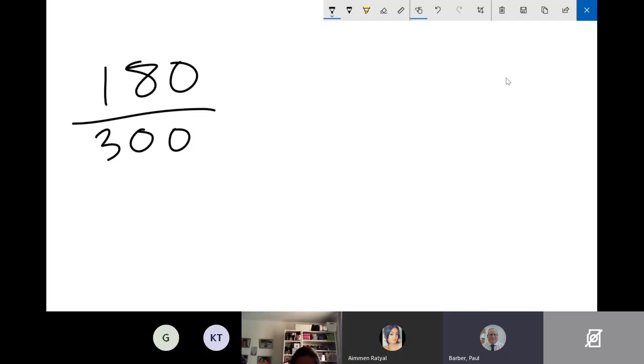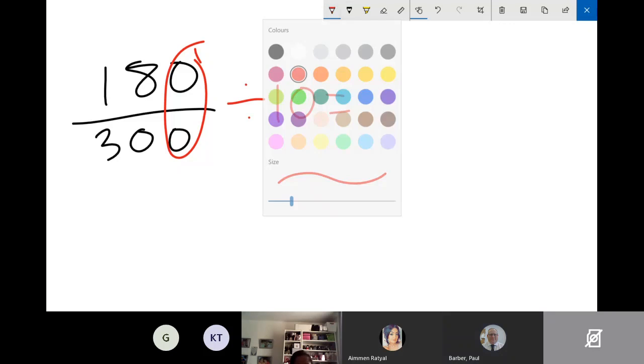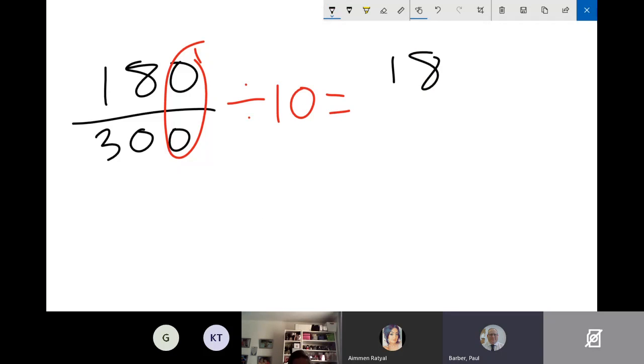The first thing for this example I would look at is that both of these end in a 0, which means they're multiples of 10. So what we can actually do first of all is divide both of them by 10, which would give us 18 over 30.